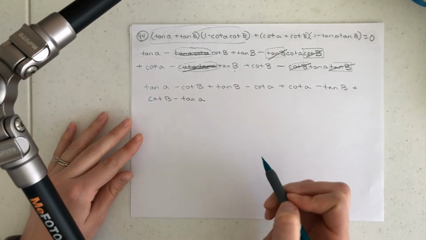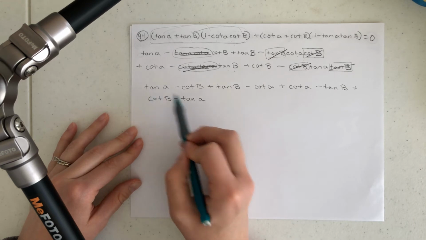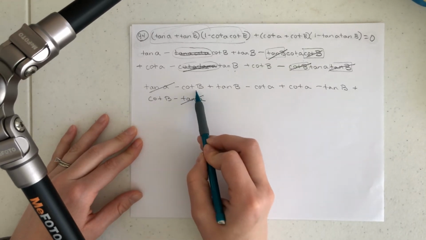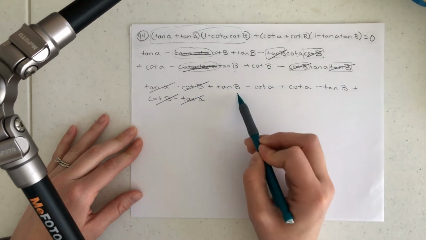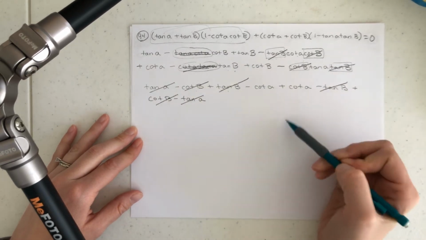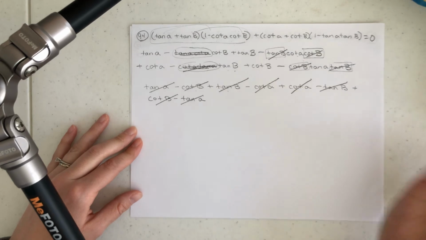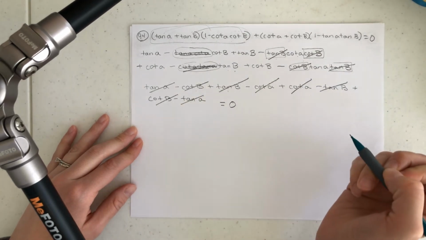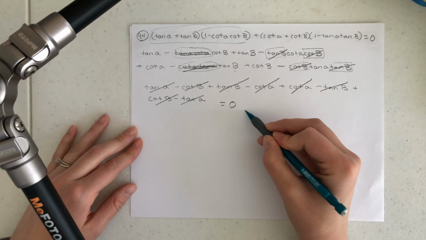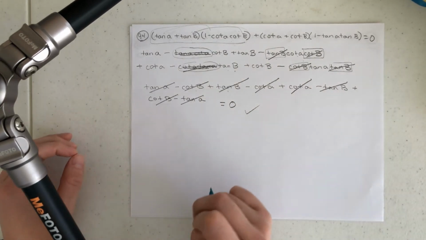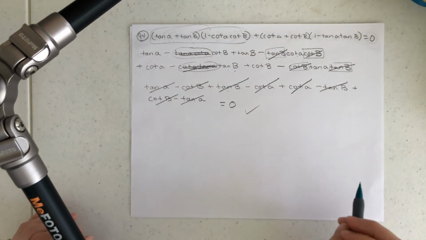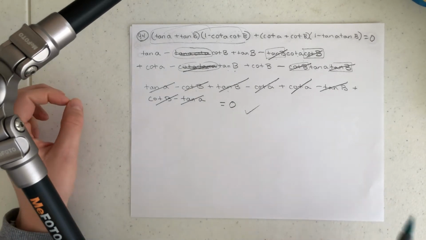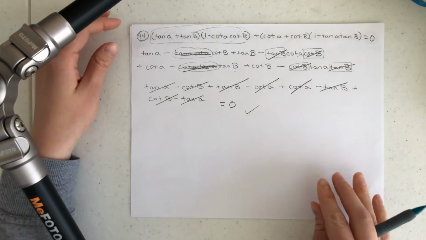I have a lot of things that I can cancel out. I have a positive tangent alpha and a negative. Negative cotangent beta, positive cotangent beta. Tangent beta, negative. Negative cotangent alpha, positive cotangent alpha. Guess what that equals? That equals 0. So I am good to go. I can put a check mark or my QED or whatever, but I have proven that that is equal to 0. Just took some algebra and a little bit of identity knowledge.